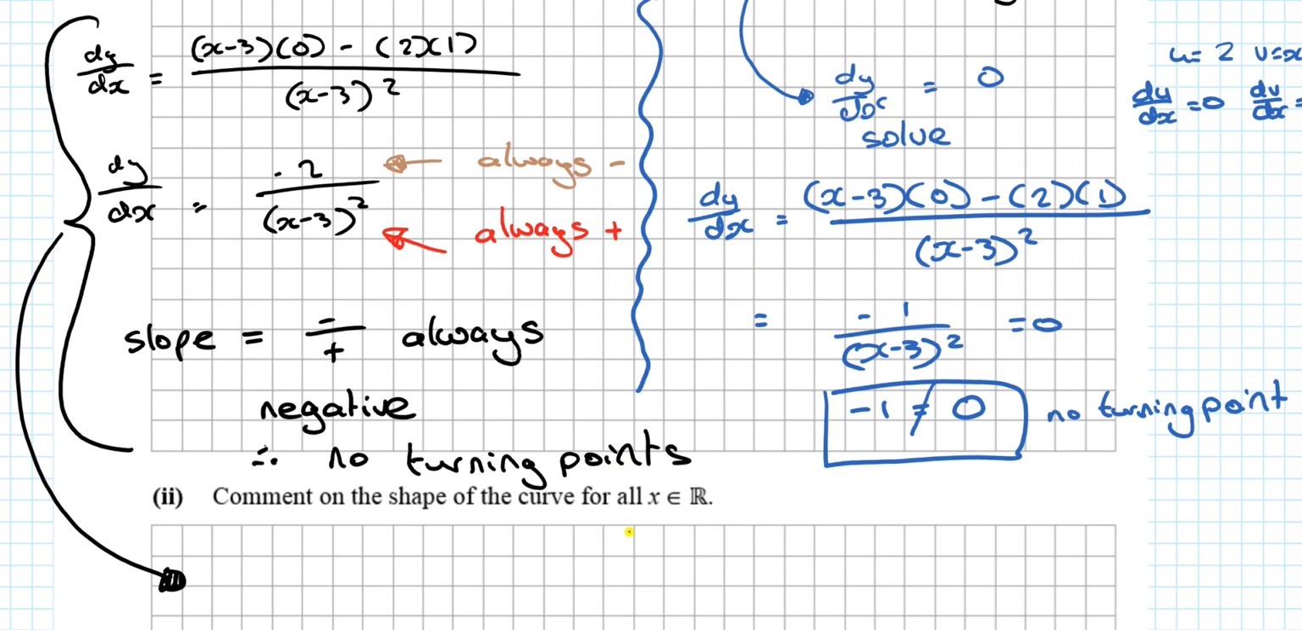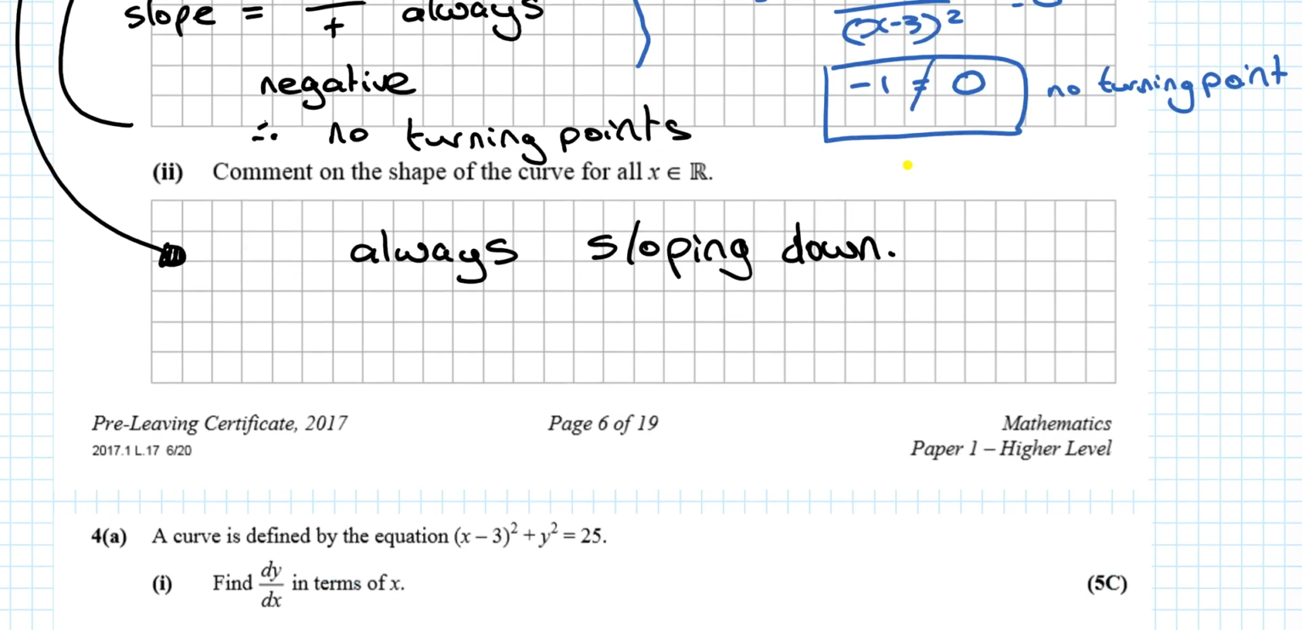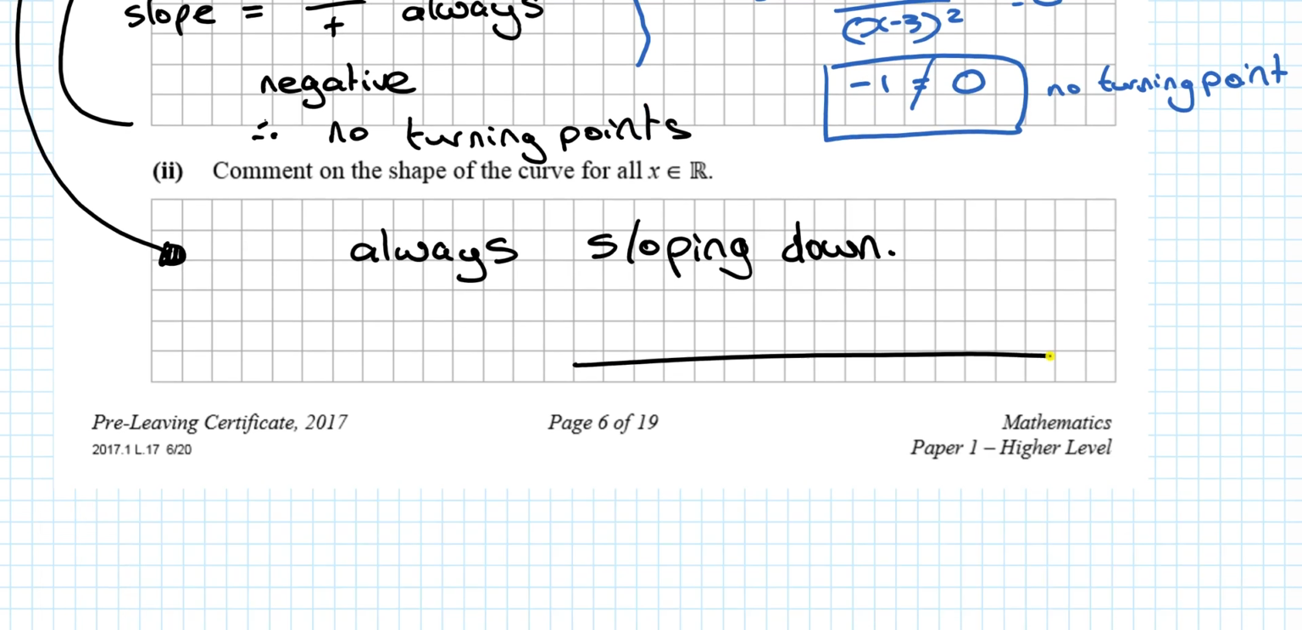Okay, comment on the shape of the curve. It's always sloping down. So again, a quick little sketch of what it might look like. We know it's not allowed to be equal to 3. So this is the vertical asymptote, x is equal to 3. It never crosses that line, and it's always sloping downwards. So it's that way, and it never hits that red line, always sloping down. Or it's like this. Yeah, always sloping downwards.